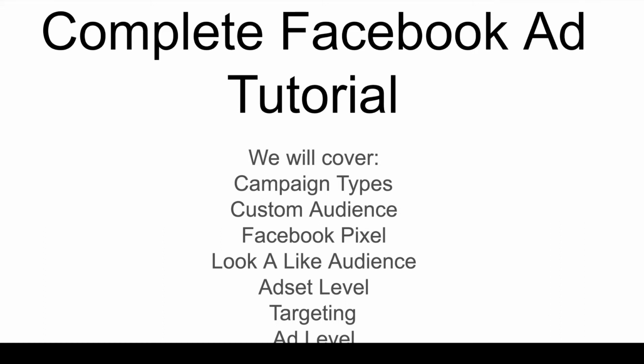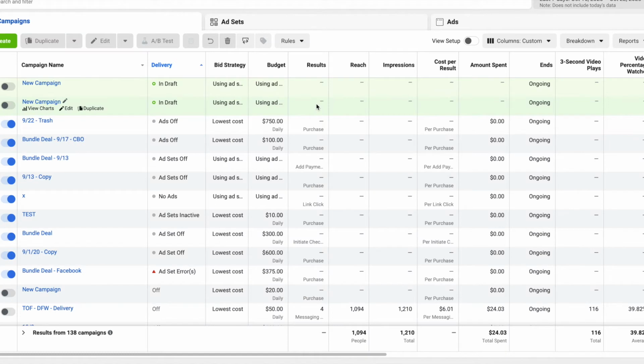So let's get started. Okay, so here we are in the Facebook Ads Manager over at business.facebook.com. So the first thing we're going to do is cover the different types of Facebook ad objectives. So we're going to hit the green create button.